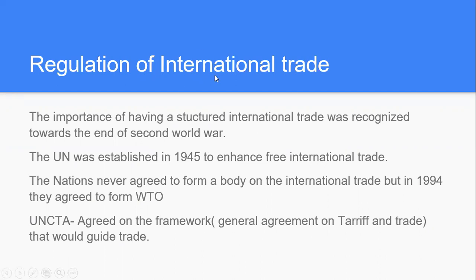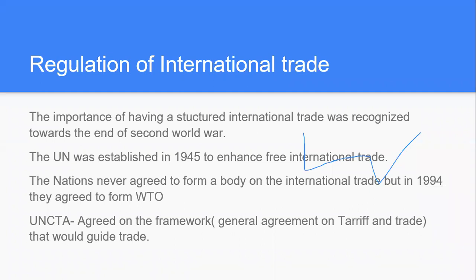Then you have regulation of international trade. Now, prior to World War II, trade was basically conducted through bilateral agreements between two nations. Now, after the end of World War II, countries recognized the need of having a structured international trade among them. Okay, and through this, the United Nations was established in 1945 to enhance free trade, for instance. Okay.